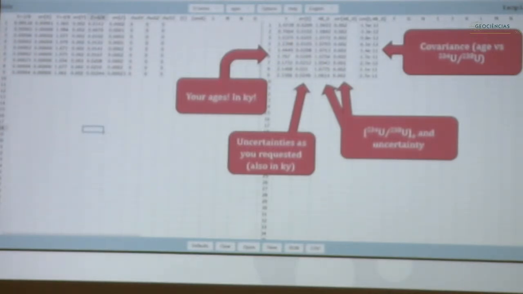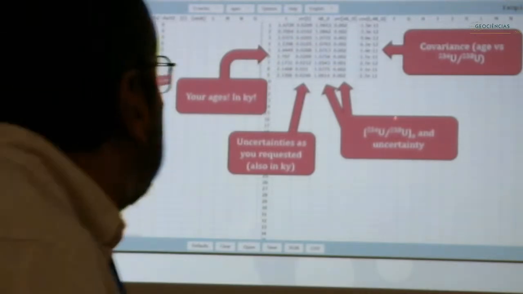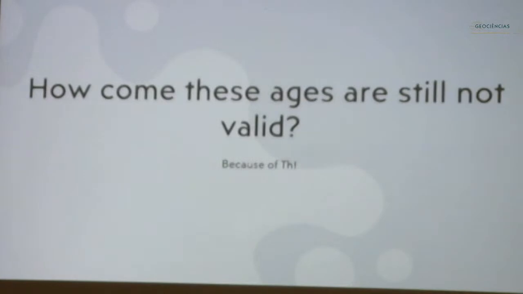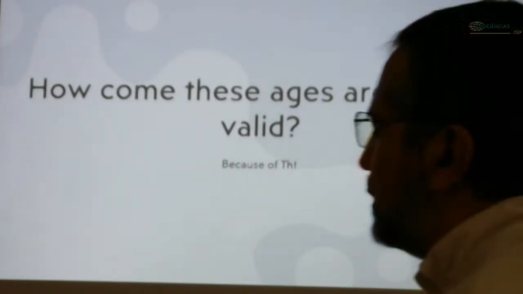I'm not really going to get into the meaning of this. The important thing is that now you have your initial ages, but these ages are still not valid. So you have a lot of work, because they have to be corrected. Why do they have to be corrected? Because of thorium. And why because of thorium? Because thorium is elastic. You need to do the detrital correction.